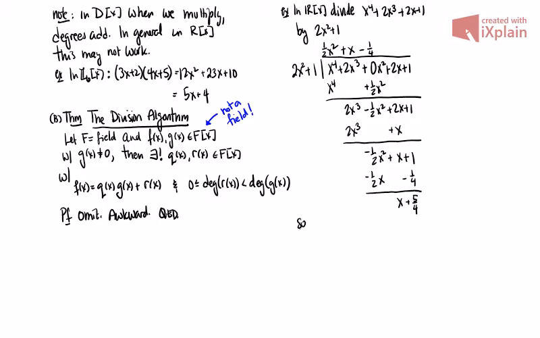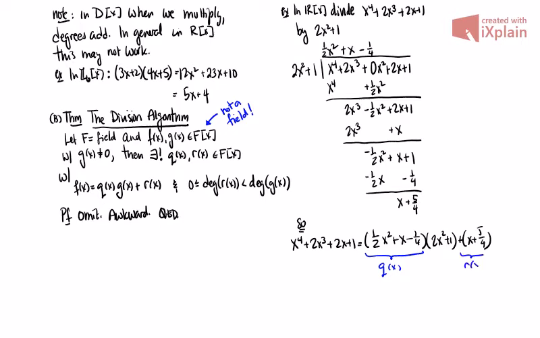But we can make a conclusion here that x to the fourth plus 2x cubed plus 2x plus 1 is equal to our quotient, which we just created up top, times the divisor plus the remainder. And so what we have here is our Q and our R. So that should be fairly familiar.